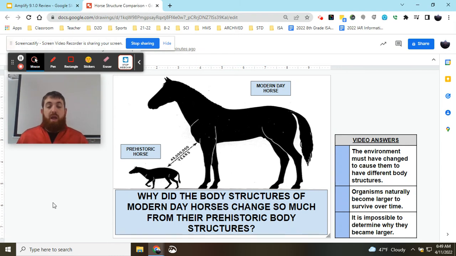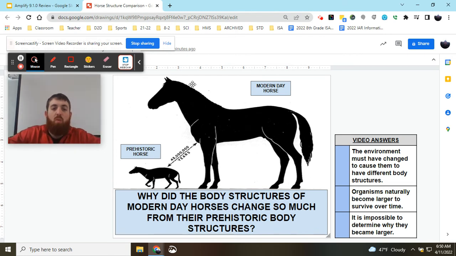Hey everybody, Mr. Regan here, and today we're going to be looking at a question that has us comparing a prehistoric horse to a modern day horse using this diagram where we can see that 45 million years has passed between our prehistoric horse and its body structures compared to our modern day horse that we would find today. So the question we're looking to answer is, why did the body structures of modern day horses change so much from their prehistoric body structures?